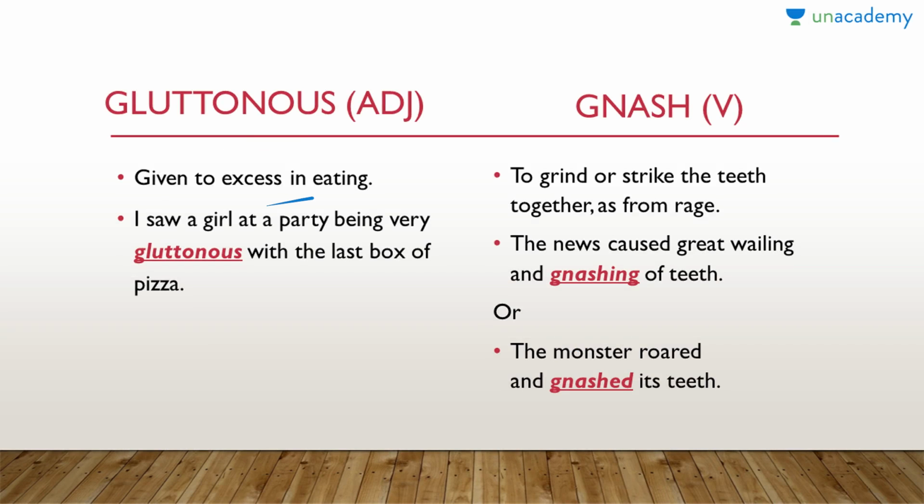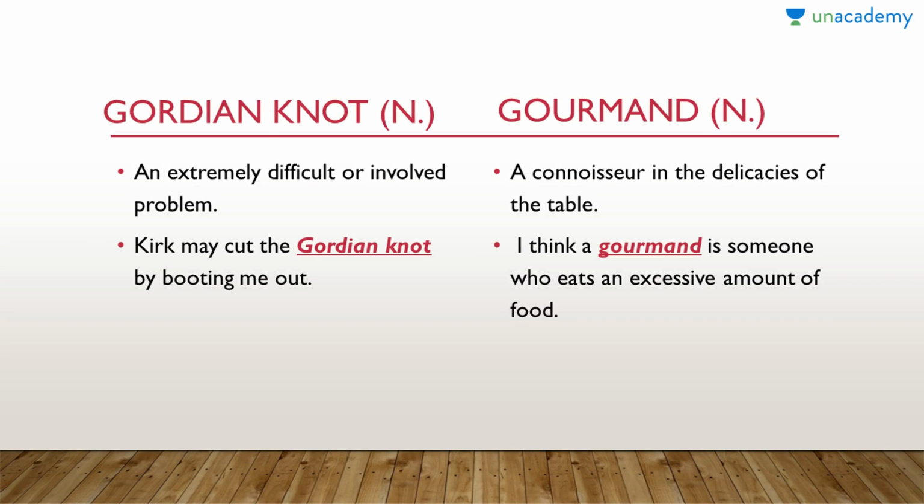Gluttonous is an adjective which means given to excess in eating. In a sentence it'll read, I saw a girl at a party being very gluttonous with the last box of pizza. Gnash is a verb which means to grind or strike the teeth together as from rage. In a sentence it'll read, the news caused great wailing and gnashing of teeth. Or, the monster roared and gnashed its teeth.